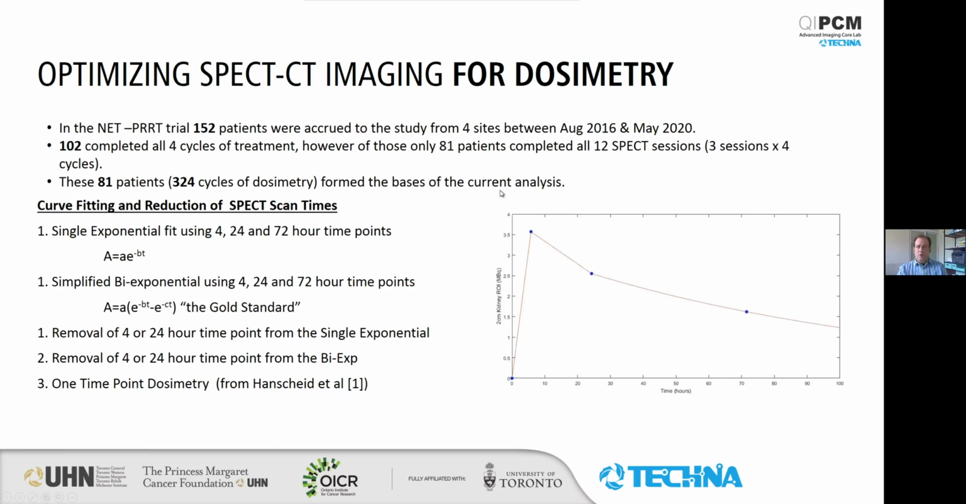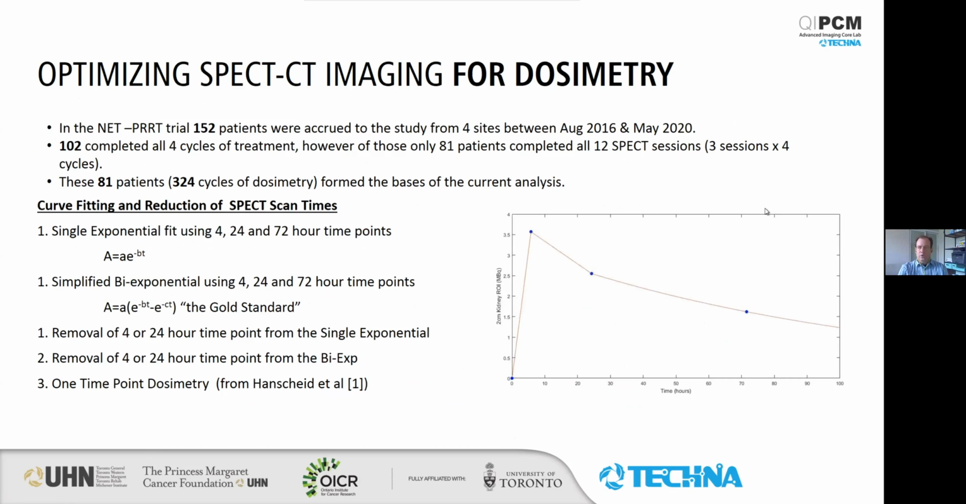So in the NETPRT trial, 152 patients were accrued from the study between the 4 sites between August 2016 and May 2020. Of these patients, 102 completed all 4 of their cycles of treatment. However, of those, only 81 patients completed all 12 SPECT sessions. So this means they had all 3 imaging sessions on all 4 cycles.